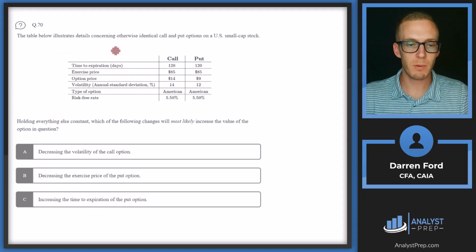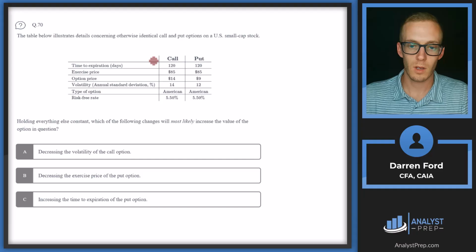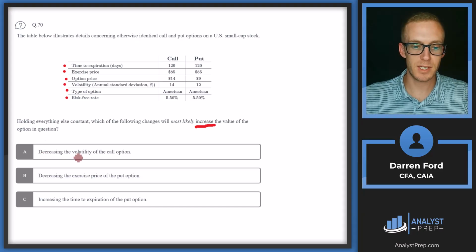Question 70. The table below illustrates details concerning otherwise identical call and put options on a U.S. small cap stock. So we got the call and the put here and some metrics. So time to expiration, exercise, option price, volatility, type, and risk-free rate. Holding everything else constant, which of the following changes will most likely increase the value of the option in question? So we've got A, decreasing the volatility of the call option.